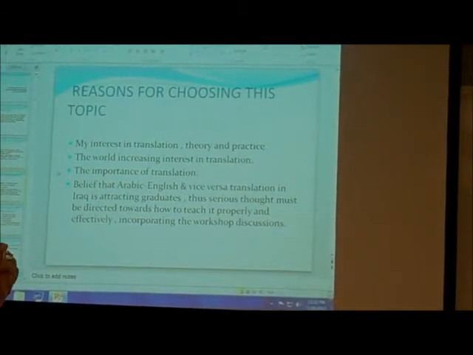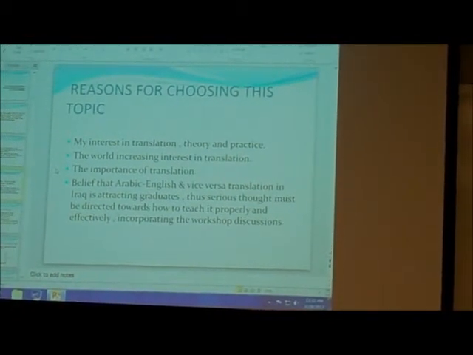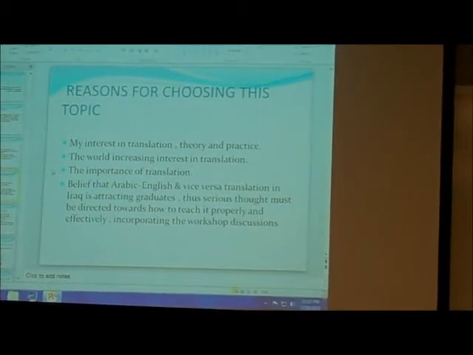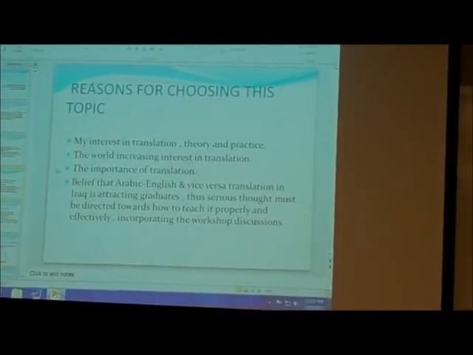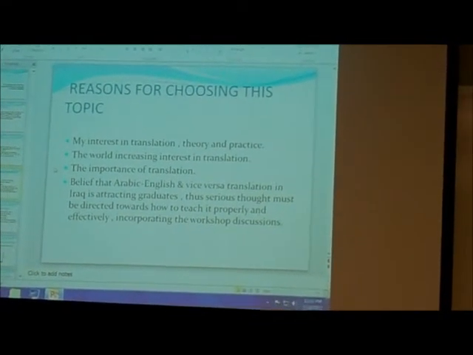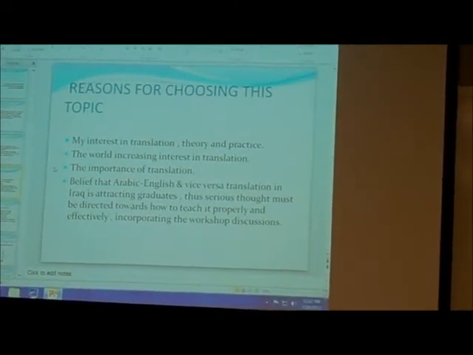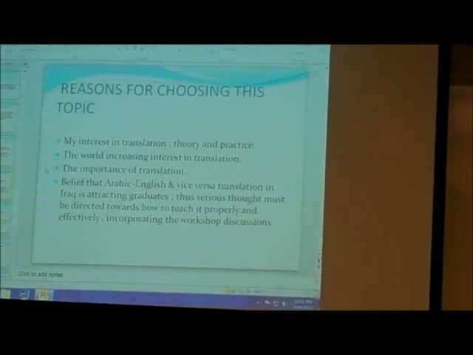The reasons for choosing this topic: my interest in translation, theory and practice, the world interest in translation, and the importance of translation itself, and the belief that most of our students back in Iraq who graduate from the departments of English, in any college, the majority of them, go on to be translators. So I think that we, the faculty who teaches translation, should really focus on that so as to graduate students capable of actually doing that.